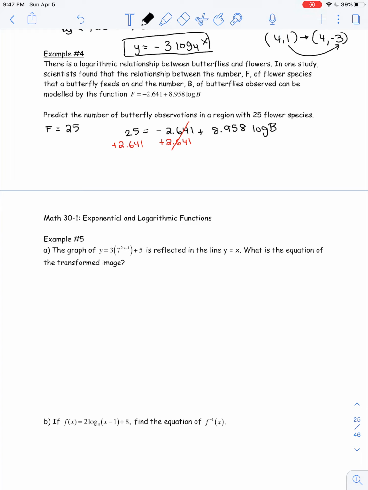And then in my calculator, I'm just going to write this in and start doing the math. 25 add 2.641, 27.641 equals 8.958 log of b. Now we're going to divide both sides by 8.958.